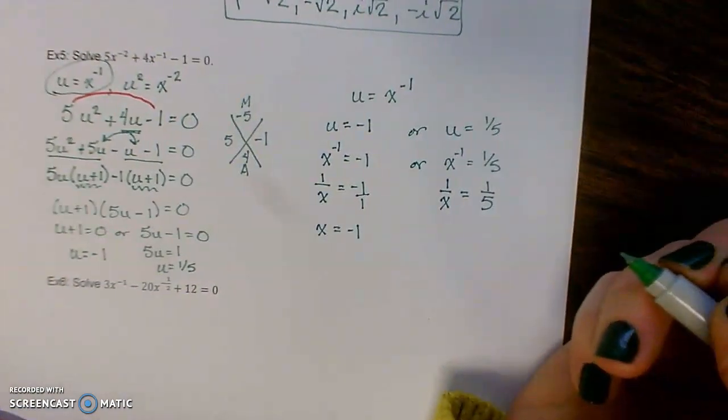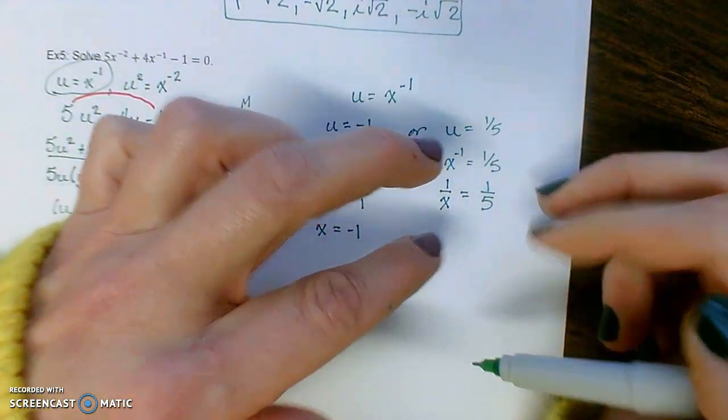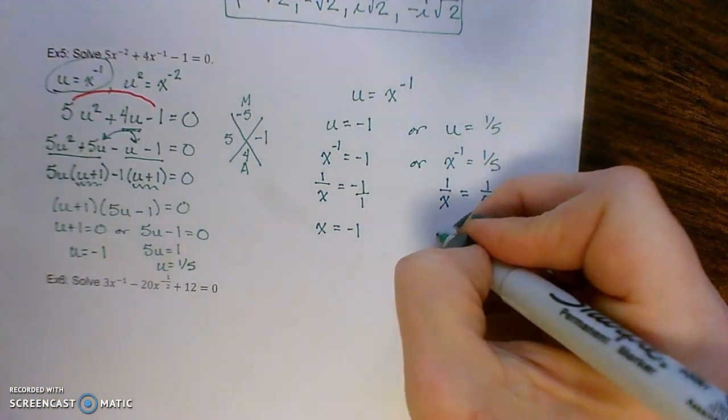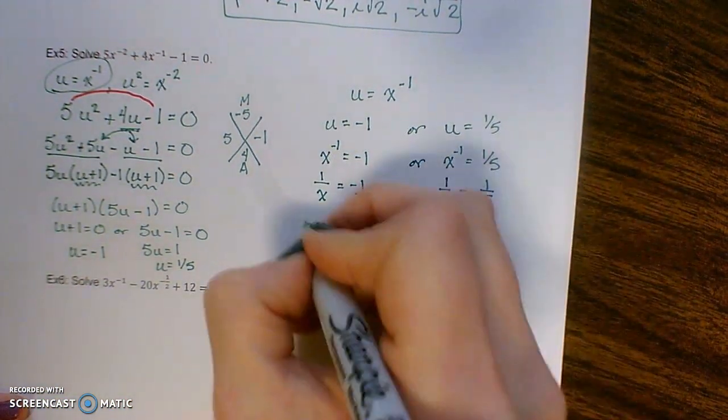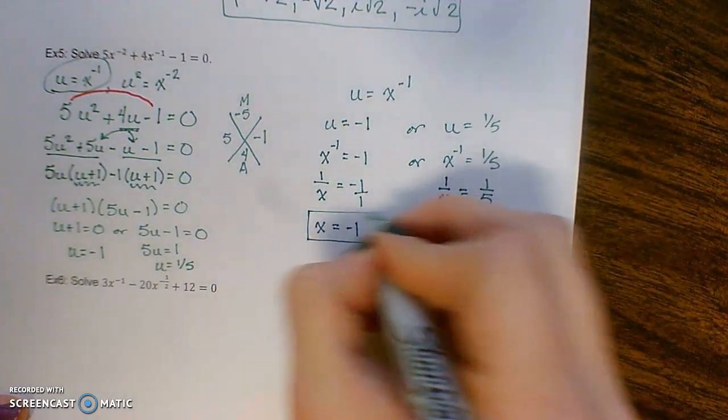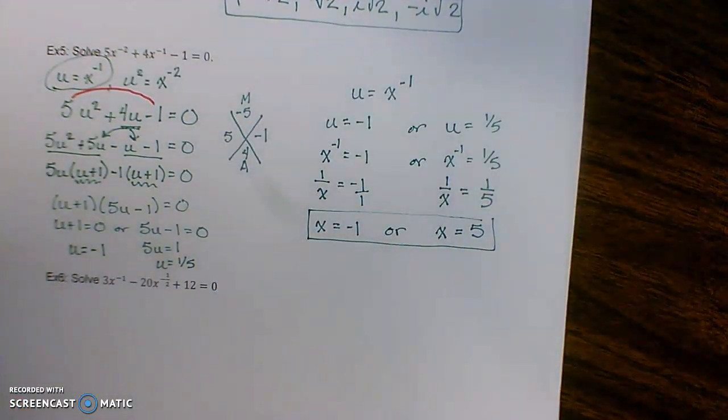So if 1 over x is equal to 1 over 5, take the reciprocal of both sides, you get x equals 5 over 1, or just 5. So I get my two solutions to the original equation.